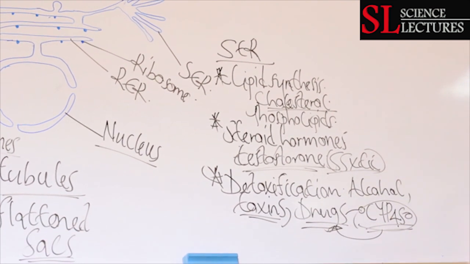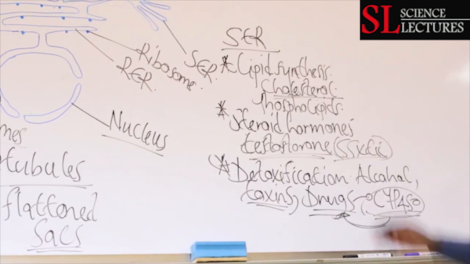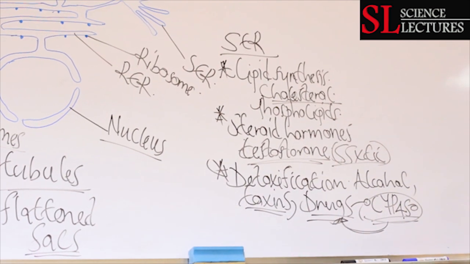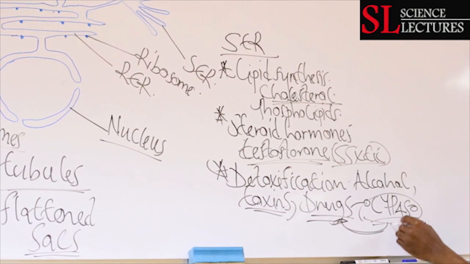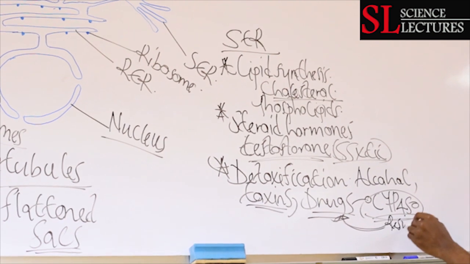So the more drugs you take in, the more your body increases the smooth endoplasmic reticulum, and this can predispose you to drug resistance.